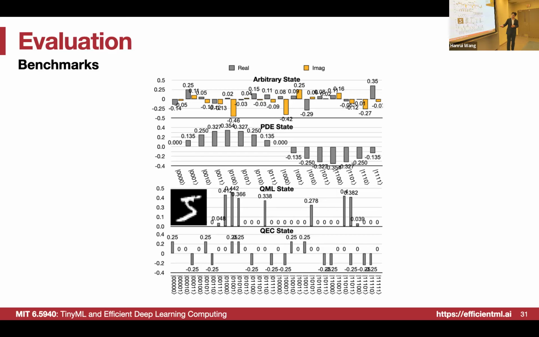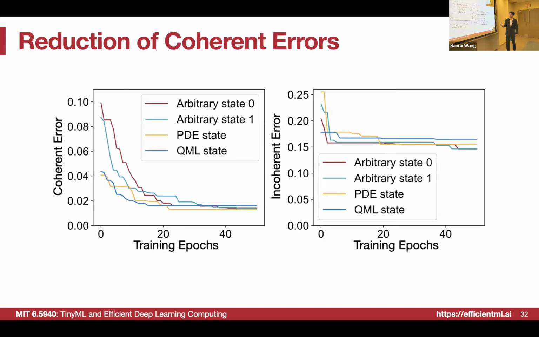And also we have some other different states as evaluation. Say for the PD state, sometimes there is a sine function here. And also for the arbitrary state, we sometimes have both a real component and an imaginary component. So the first thing about our method is that we can achieve a reduction of the coherent errors.